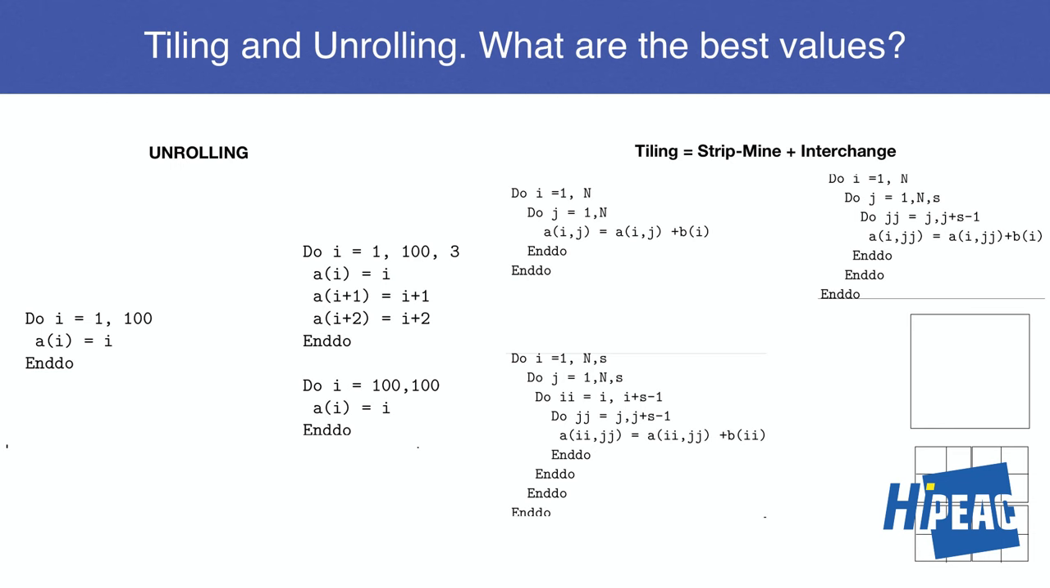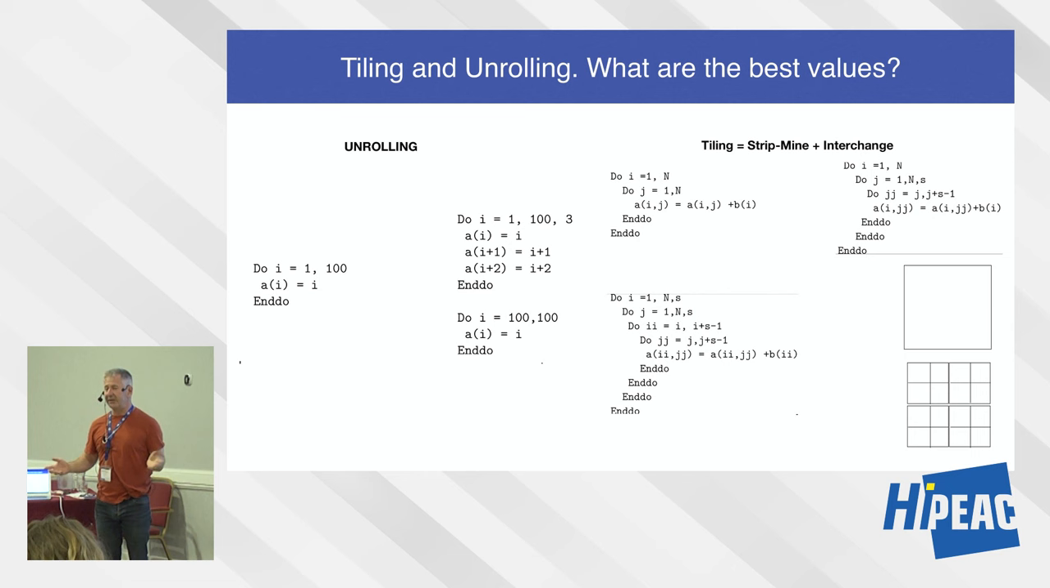Okay, so the question is, tiling and unrolling have been studied for God knows how many years by that stage, and there are loads and loads of papers about it. And the question is, what's the right tile and unroll factor for a piece of code?